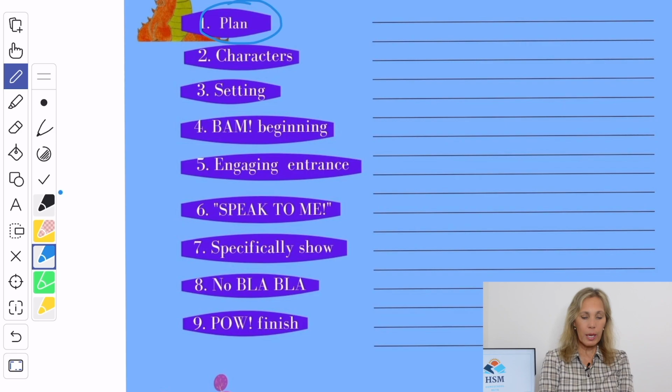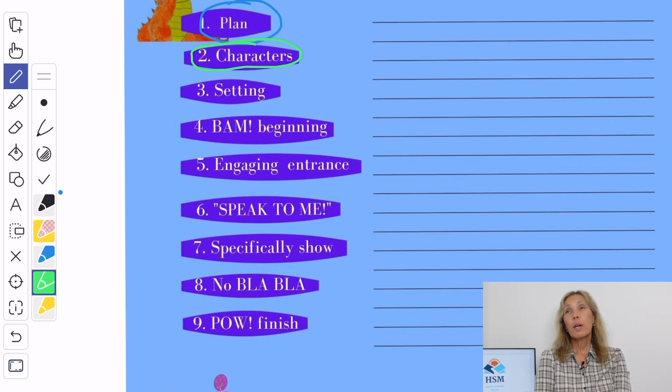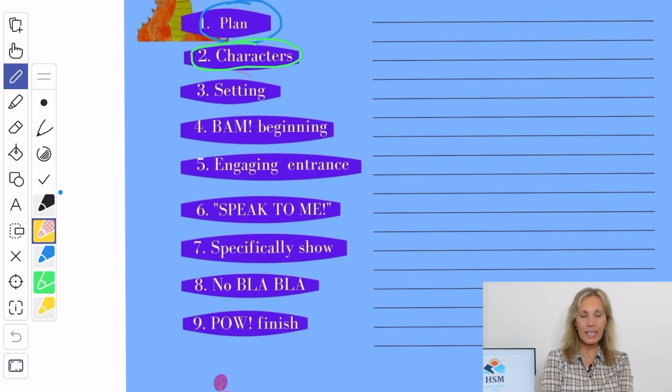You will need to look at characters. So who are the people or beings or aliens or animals or creatures that you're going to include in your story? You're then going to have to look at setting.